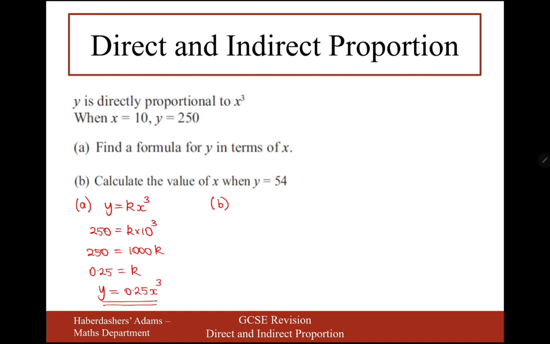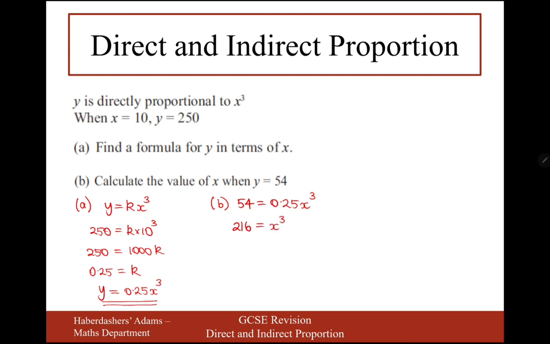Moving on to part B. Calculate the value of x when y is 54. So let's take the formula and substitute in y for the value 54. Okay, let's now divide by 0.25 on the other side. So 54 divided by 0.25 gives us 216.